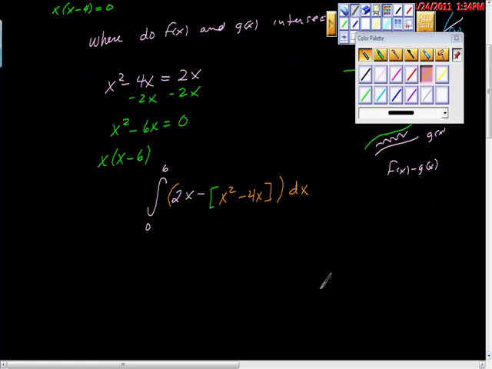We can simplify this out a little bit, can't we? This becomes negative x squared. This becomes positive 4x, doesn't it? I'm just stripping the negative sign. 4x, and then this 2x was here, wasn't it? Now add them.